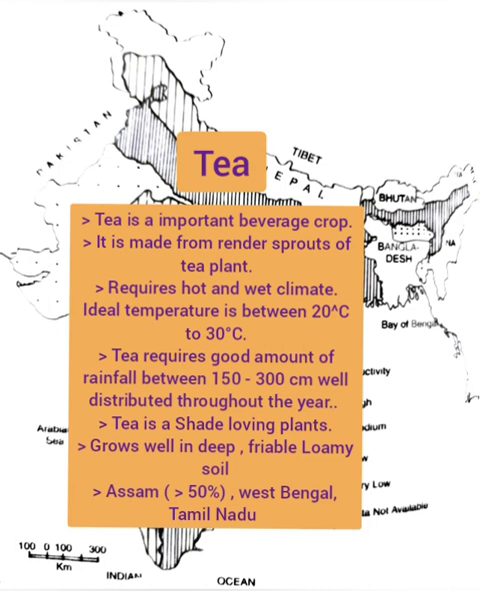Well distributed throughout the year. Tea is a shade-loving plant. Grows well in deep, friable, loamy soil. Assam produces more than 50%. The rest is West Bengal, Tamil Nadu.